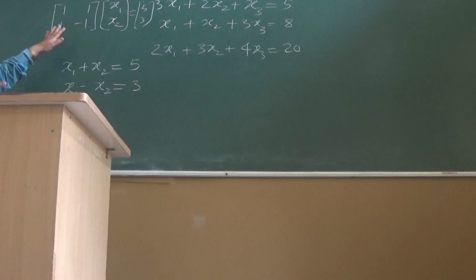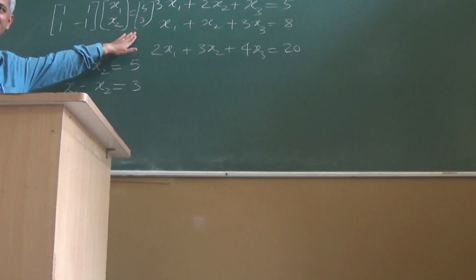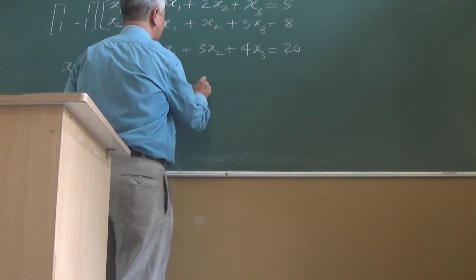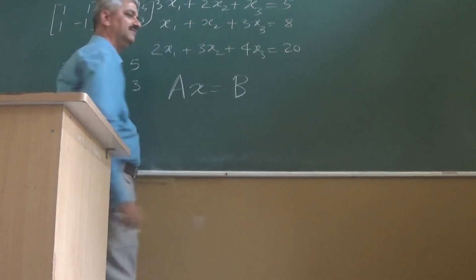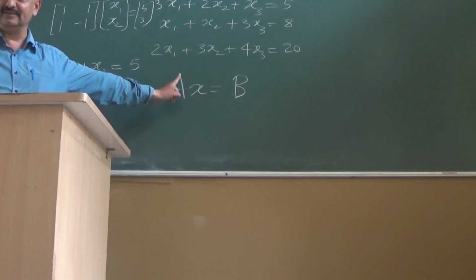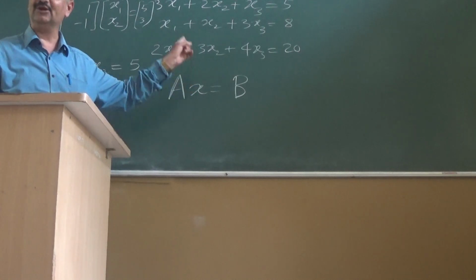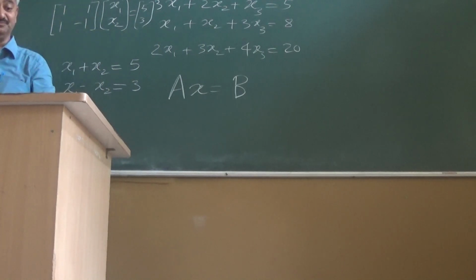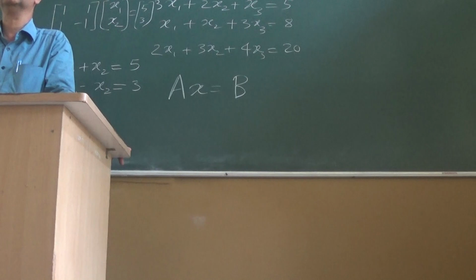So in general, this is a matrix A, this is matrix X, and this is B. So this is called the AX equal to B form, right? AX equal to B. A is a matrix, X is also a column matrix, B is a column matrix. Now the question is, find X. How will you find it? Using matrix logic.